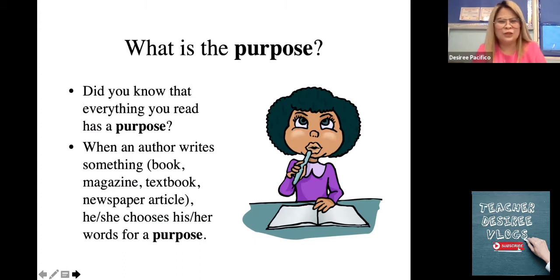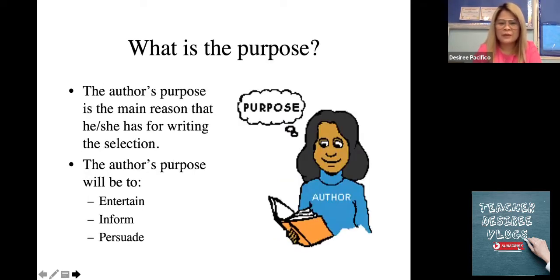What is the purpose? Did you know everything you read has a purpose? Yes, everything you read has a purpose. When an author writes something like a book, magazine, textbook, or newspaper article, he or she chooses his or her words for a purpose. So an author doesn't just write anything without any purpose at all. So what is the purpose? The author's purpose is the main reason that he or she has for writing the selection or the story. And the three main purposes of an author are to entertain, to inform, and to persuade. These three main things are what authors want their readers to understand and to know about their writing.